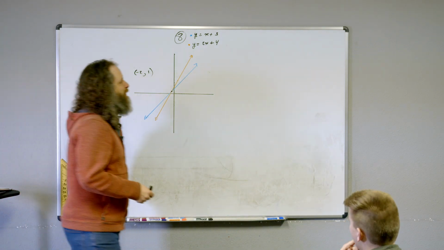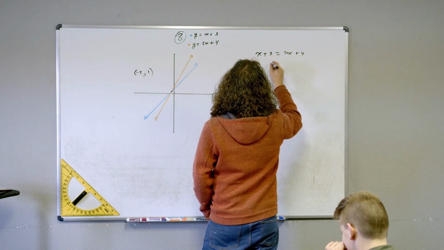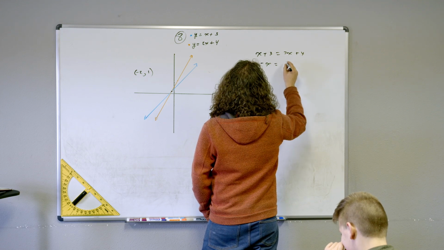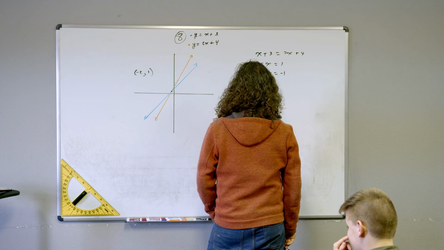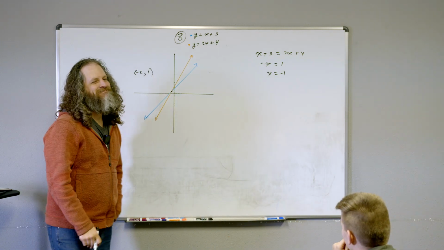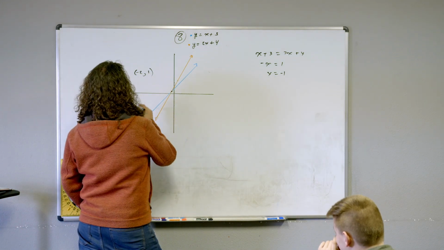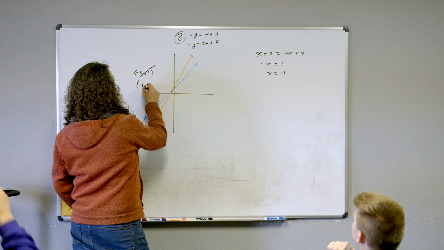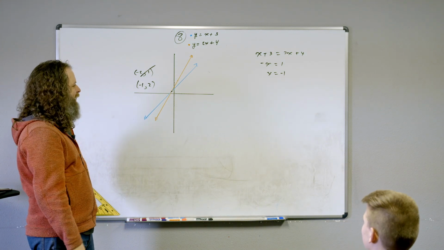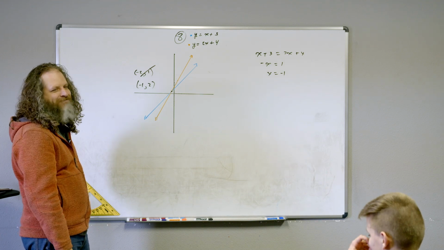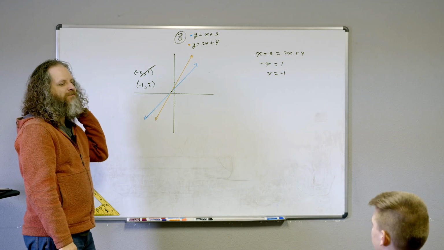Let's solve it with substitution real quick. Nope, that's wrong. Because it's -1, 2. So the actual answer is -1, 2. Well, look at you. I did it right too. It's just less precise and it's harder to tell. Cool. Makes sense?